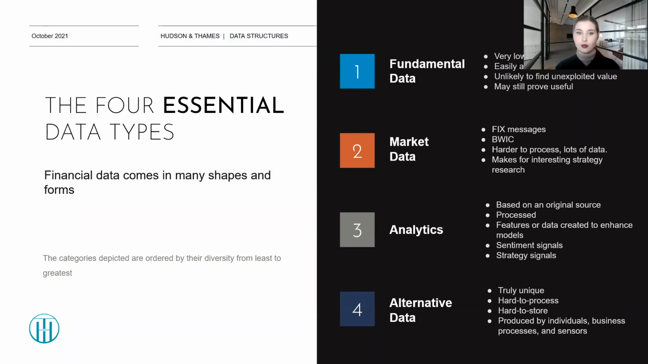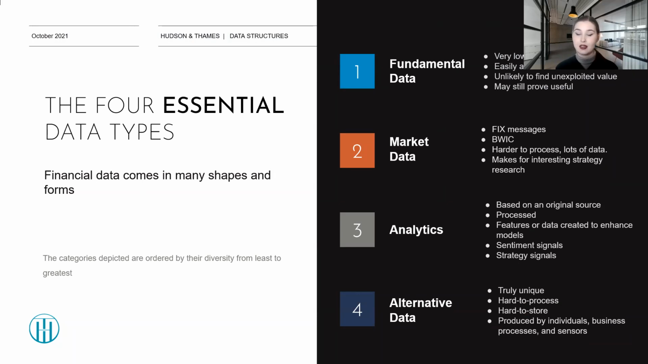So what are the four essential data types that financial data is categorized into? The first is fundamental data, the second is market data, the third is analytics, and the fourth is alternative data. We order them in such a way by their diversity, from least to greatest. Financial data comes in many shapes and forms.